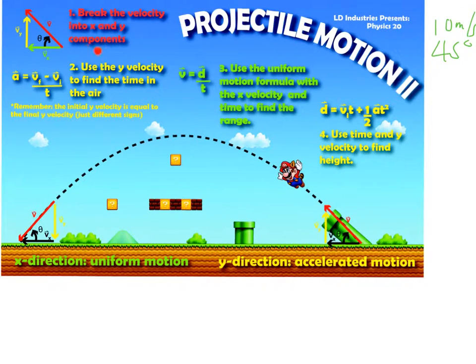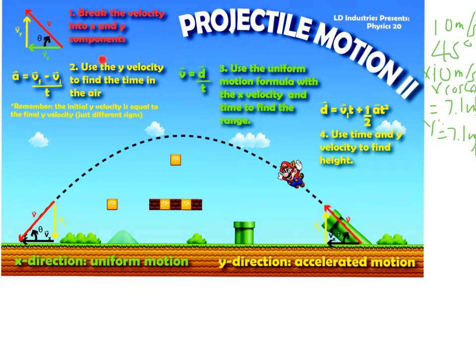So our first step here, as we said, is we need to break down the velocity into x and y components. So for our x component, we need to multiply 10 meters per second by the cosine of 45, and that tells us is 7.1 meters per second. So that's the x direction. And then for the y direction is 10 meters per second times the sine of 45. And for us, that number is the same as well, 7.1 meters per second. Okay, so that was step one.